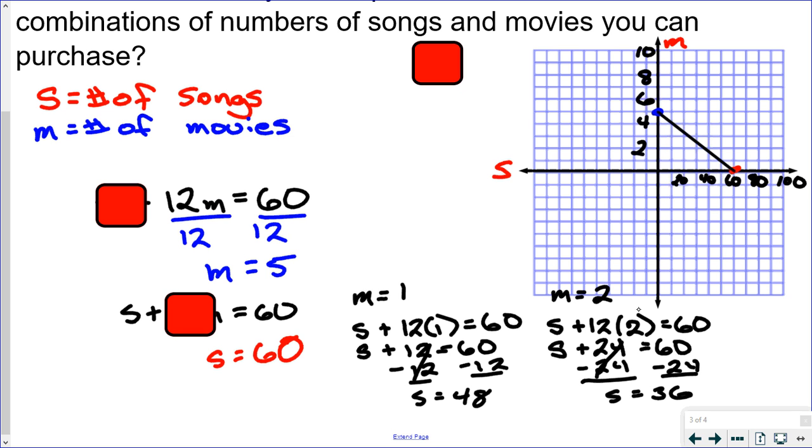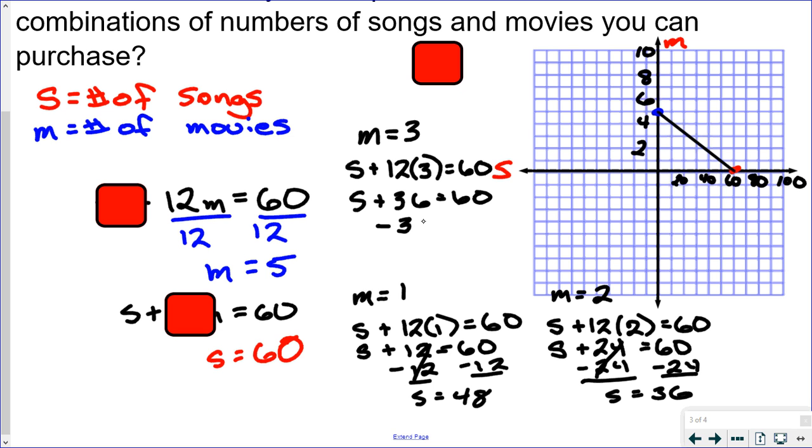All right, now I need 1 more combination, so let's do M equals 3. So S plus 12 times 3 equals 60. So S plus 36 equals 60. Subtract 36 from both sides.